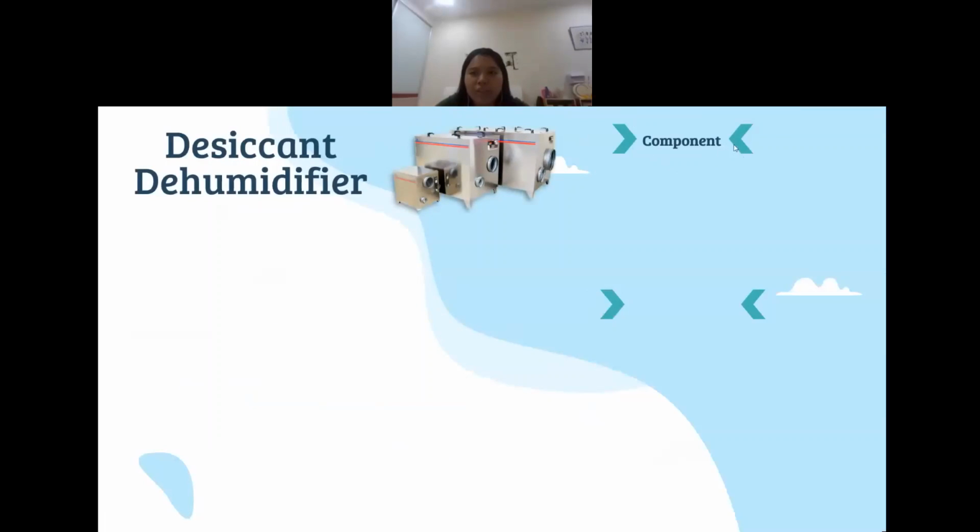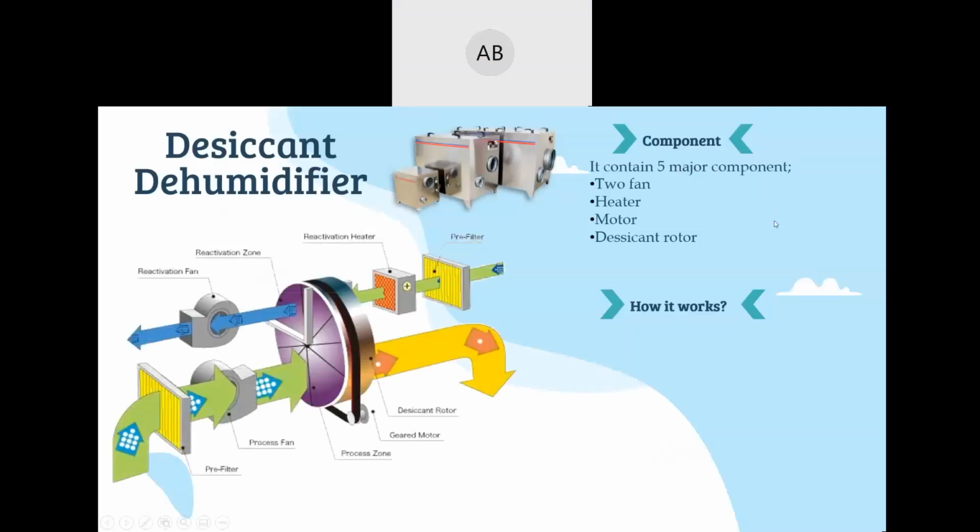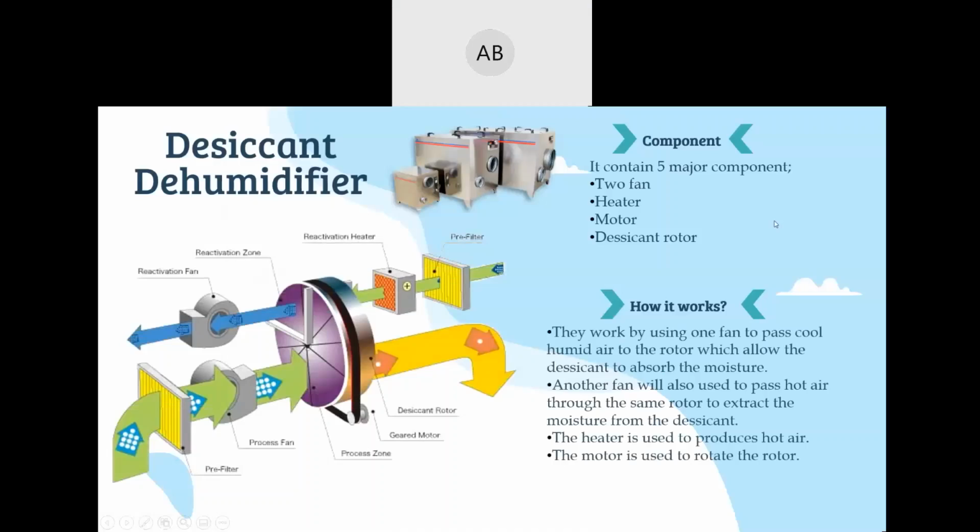And there are two examples of dehumidification equipment. The first is the desiccant dehumidifier. There are five components in the desiccant dehumidifier, which are two fans, a heater, a motor, and the desiccant rotor. So how does it work? They work by using one fan to pass cool, humid air to the rotor, which allows the desiccant to absorb the moisture, while another fan is used to pass hot air through the same rotor to extract the moisture from the desiccant. The heater is used to produce the hot air, while the geared motor is used to rotate the rotor.